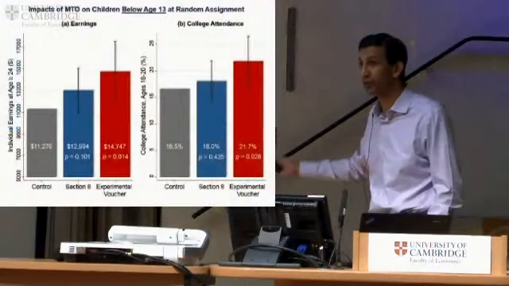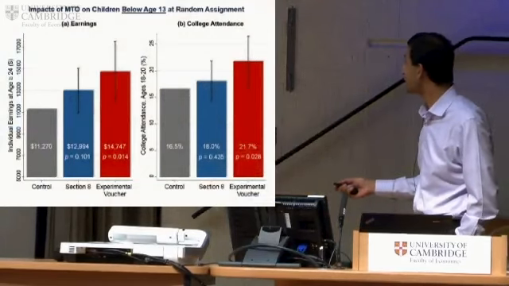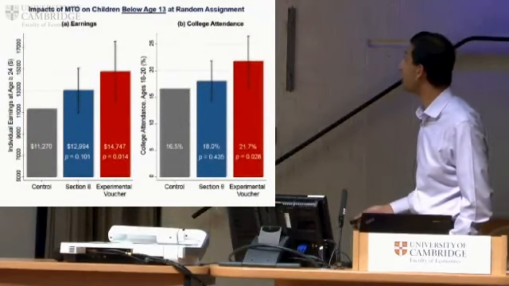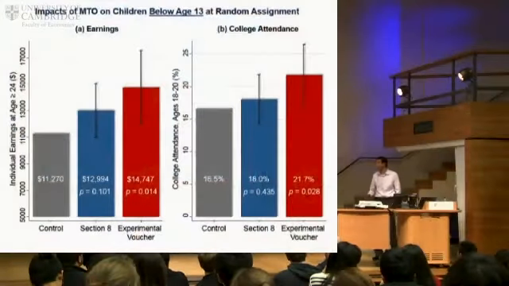So now let's look at a few other outcomes. The right panel here shows you impacts on college attendance. College attendance rates in this population are very low on average, right? This is an incredibly disadvantaged population where mean incomes of the parents are below $10,000. Large fraction of parents are not working. Virtually all the kids are being raised in single-parent families and so on.